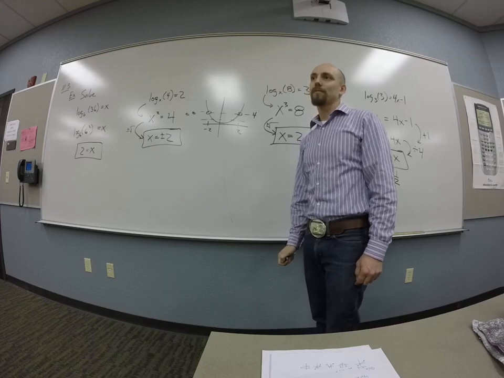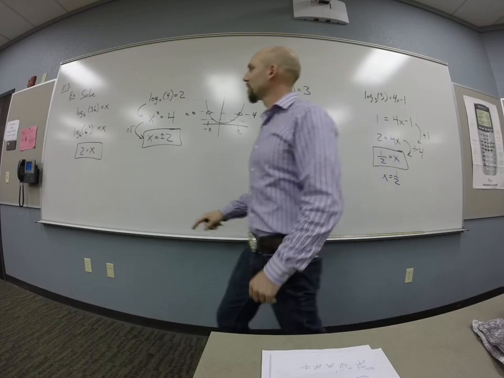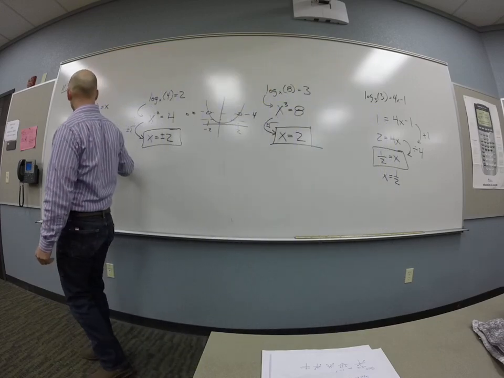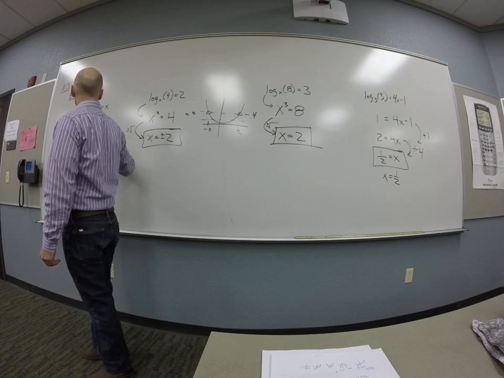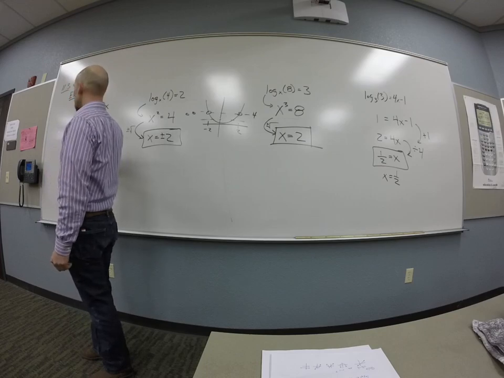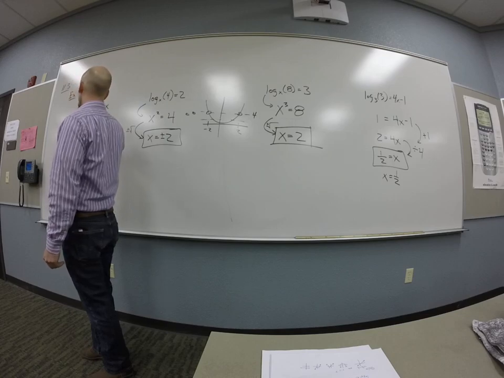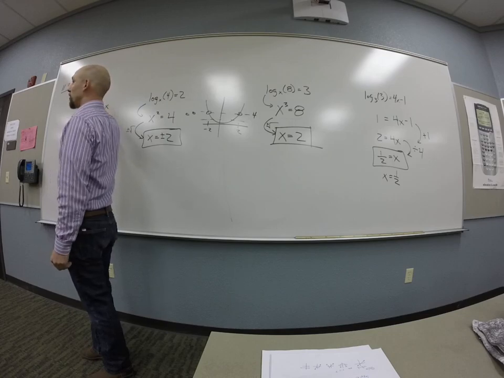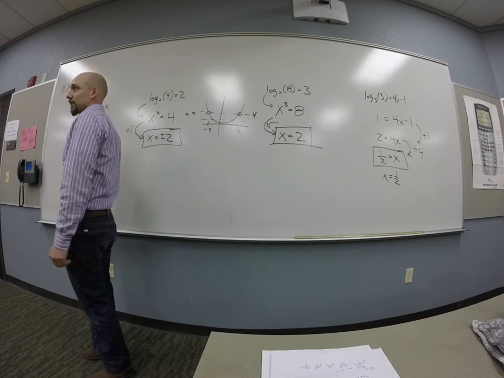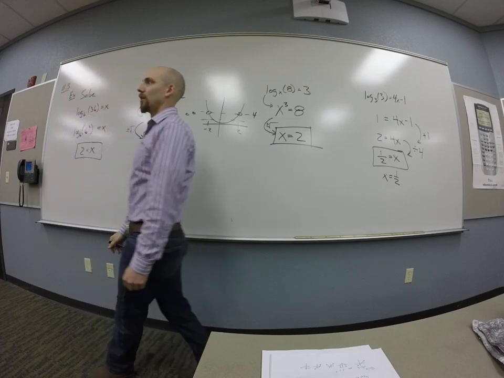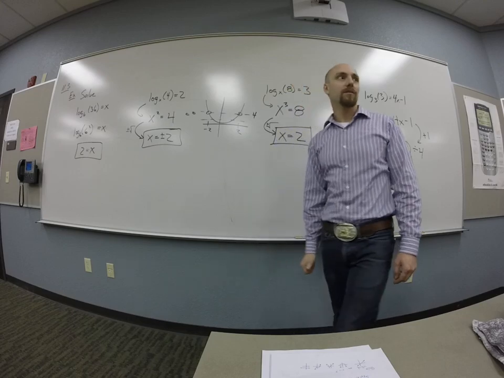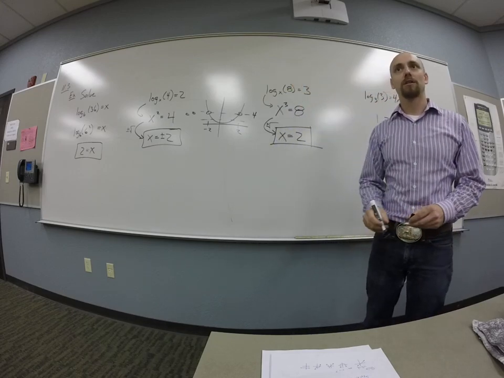So, for the first one, could x be negative here? No. Because 6 to the minus 2 is 1 over 36. You guys see that? Cool. You want to try the hard one? Yeah.